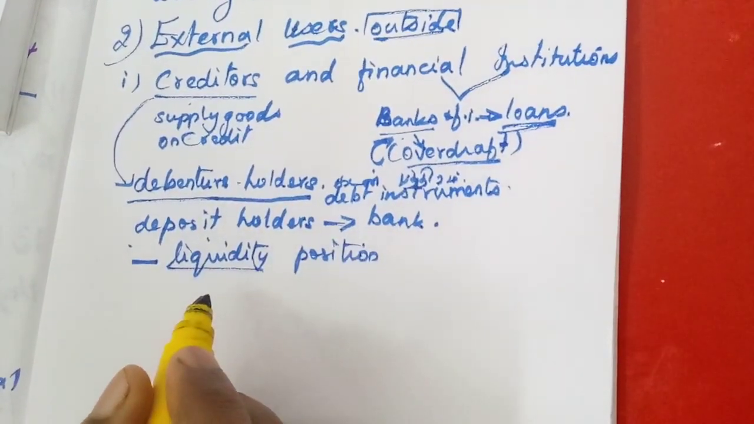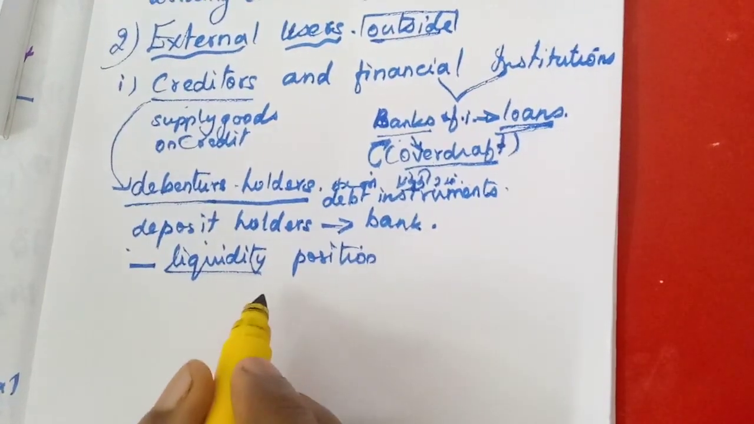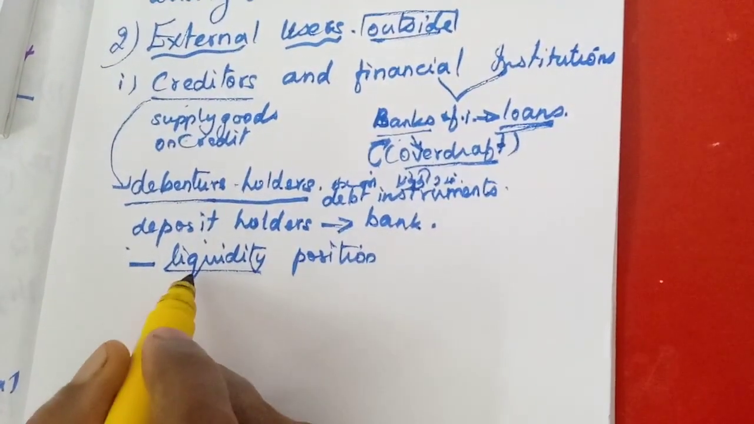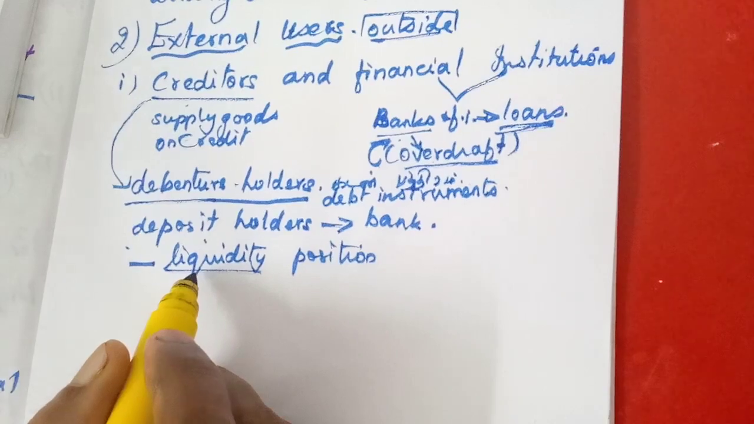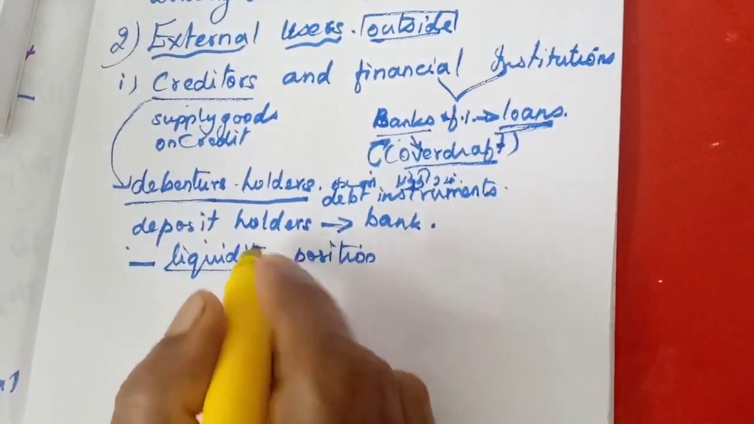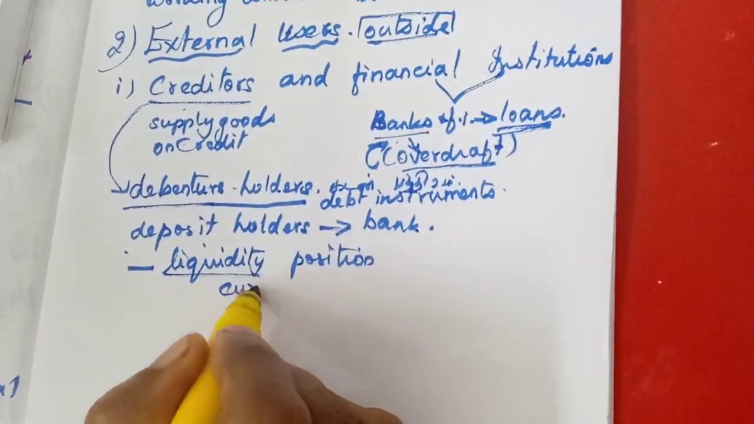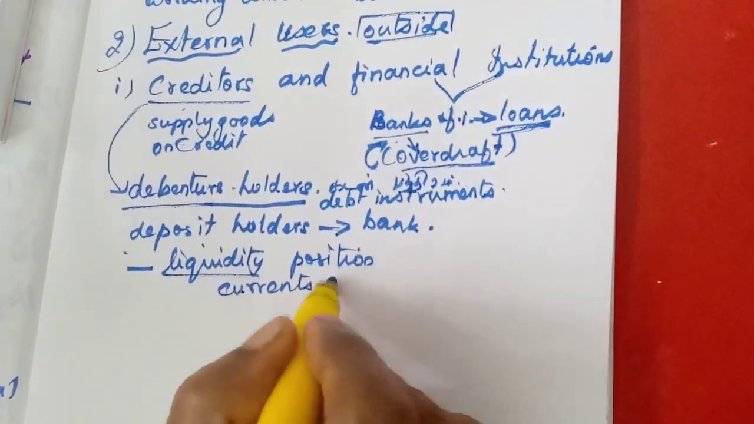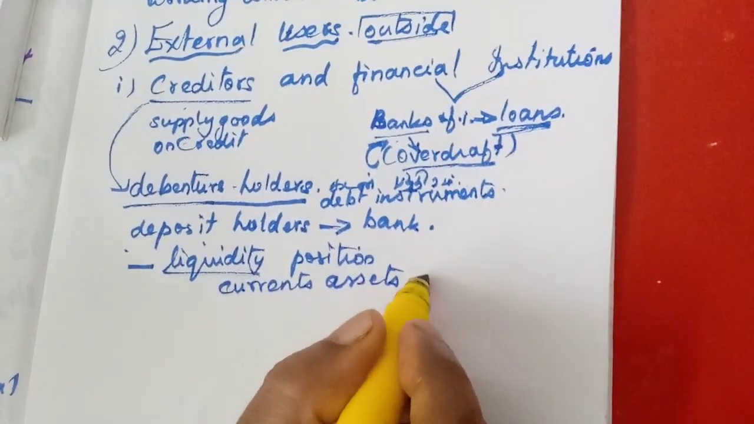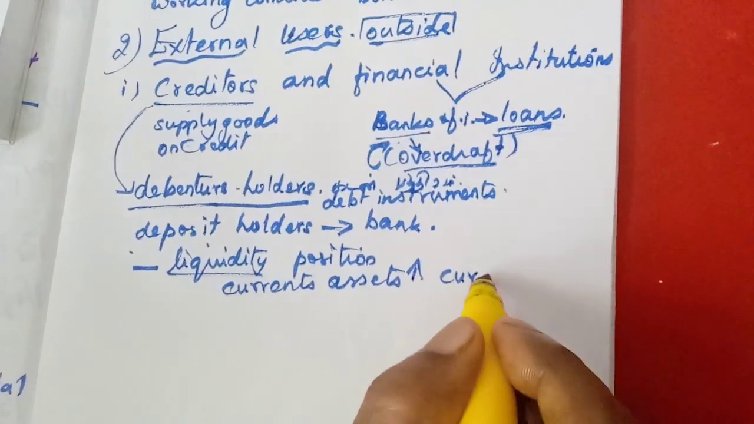Liquidity position I have explained many times. Whether their current assets are enough to pay back the current liabilities. That current assets are equal or more than the current liabilities.